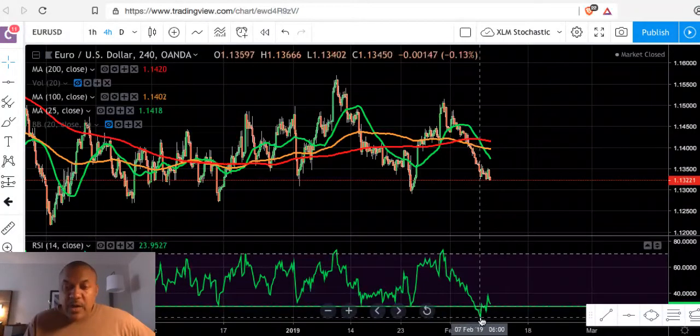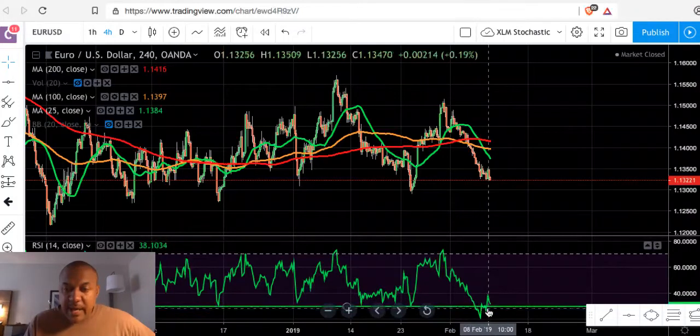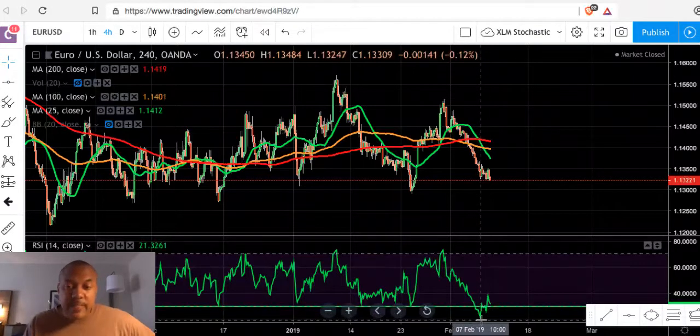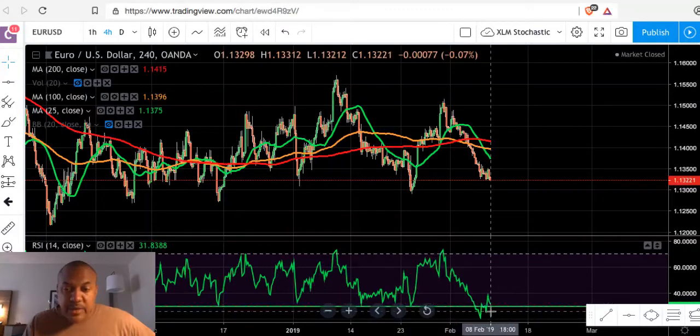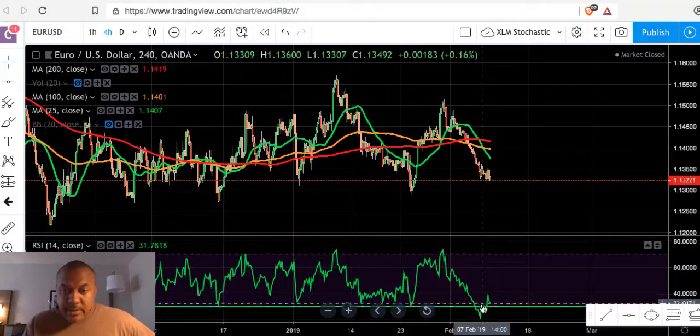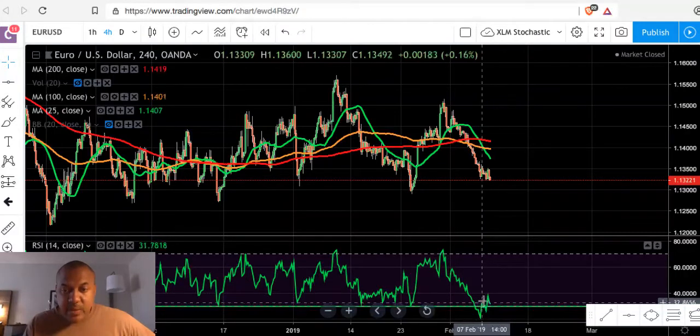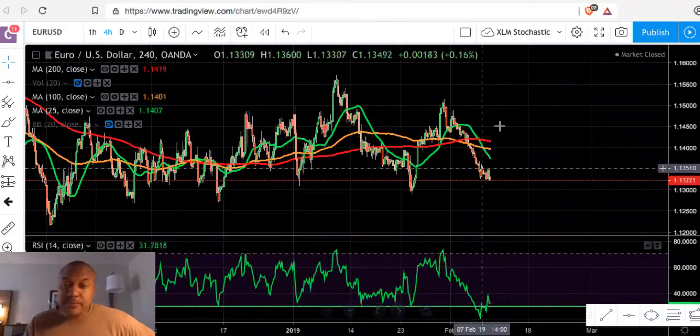However, on the RSI, we created a higher low. A higher low is basically a low that is higher than the previous low. This is the previous low. So it went up, now it created a higher low. Then it went up and created a higher high. Okay, this is the previous high, this is the next high. It's higher than that one, so that means it's a higher high.